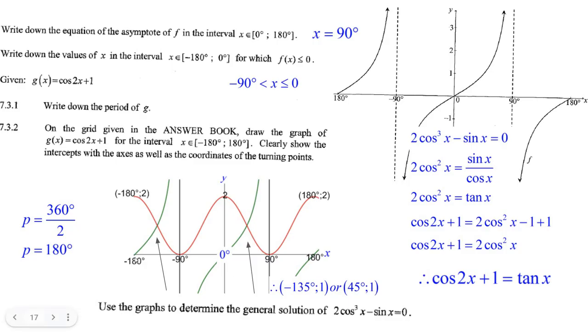And in between minus 90 and minus 180 is minus 135 and 1. And that's your solution. All done.